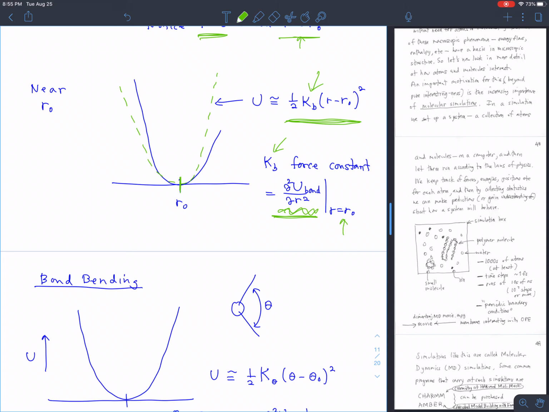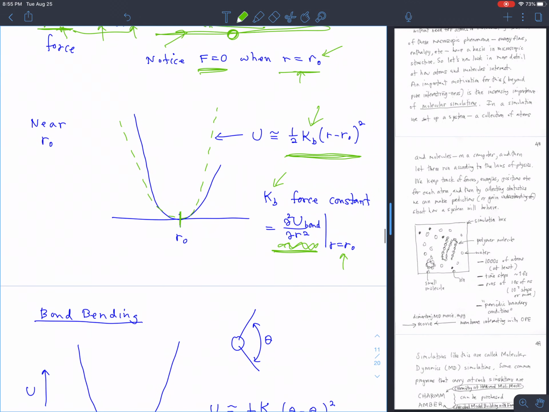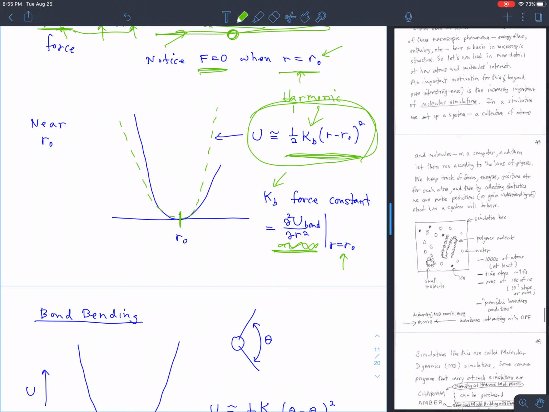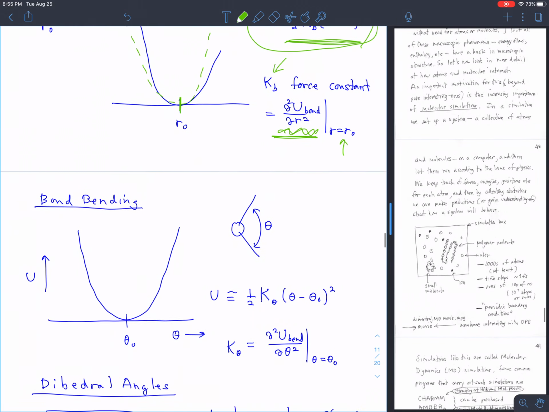Weak bonds tend to be soft. Strong bonds tend to be stiff. All right, the same kind of thing. So this is really, in many ways, the more useful formula. This harmonic potential, it's called a harmonic potential. Even more so than the Morse potential.